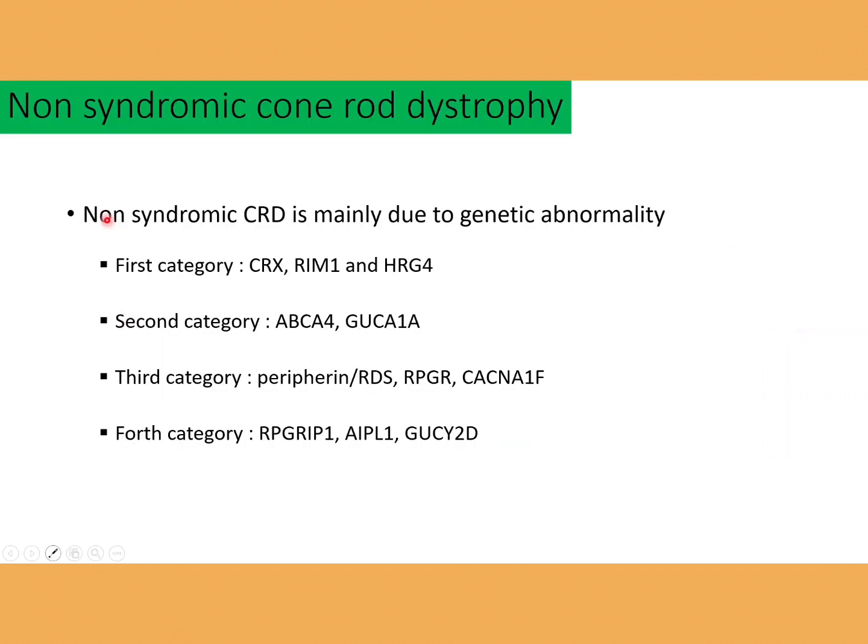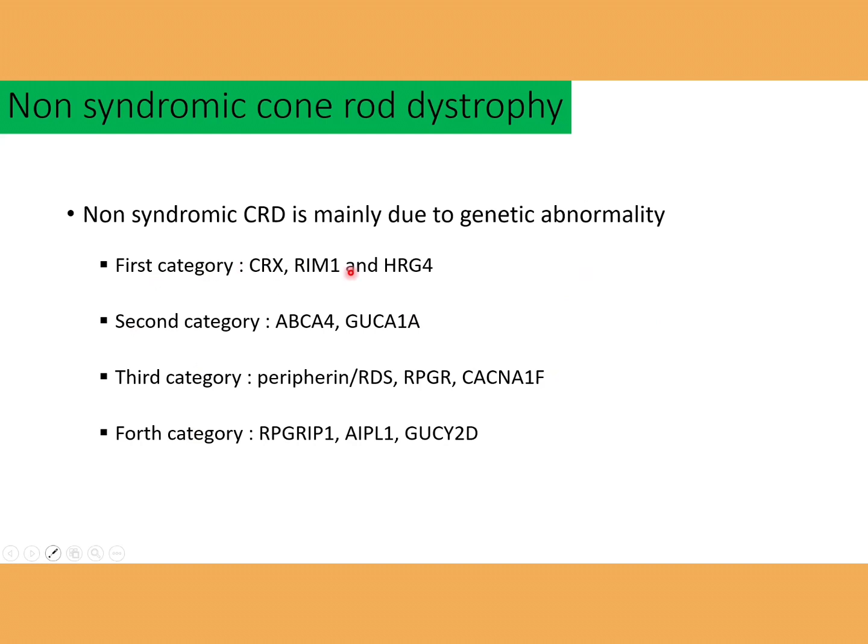Okay. So here non-syndromic cone rod dystrophy, as I told you earlier, is because of some genetic abnormality. Till now, 13 genes have been reported that can lead to cone rod dystrophy. These genes are categorized in several categories: first category, second, third, fourth. This categorization depends on how commonly they cause cone rod dystrophy. The first category includes CRX, RIM1, HRG4. So let's talk about CRX first.